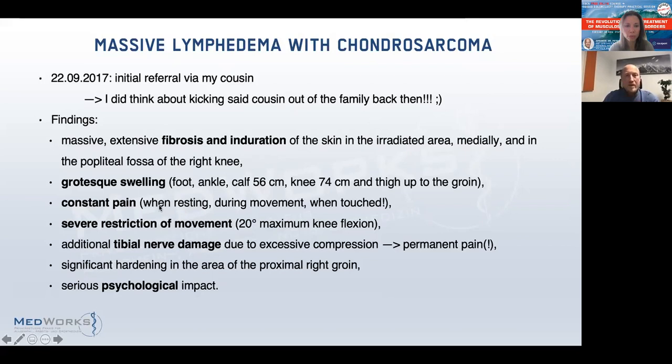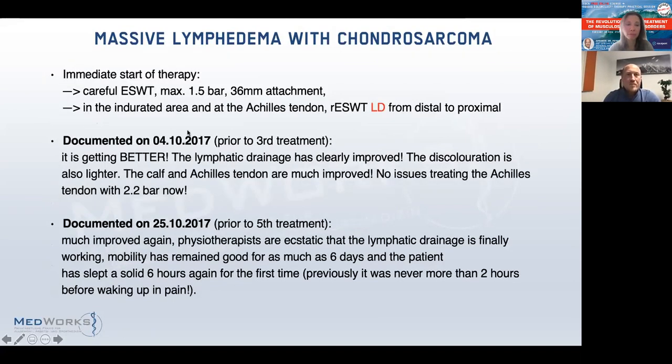And he had constant pain. The movement was restricted. Of course, he couldn't bend the knee. 20 degrees of maximum knee flexion is not much. And psychologically he was in deep depression, of course. Then when we started, after 3 treatments, it was really getting a little bit better. So we could work with more pressure on his Achilles tendon.